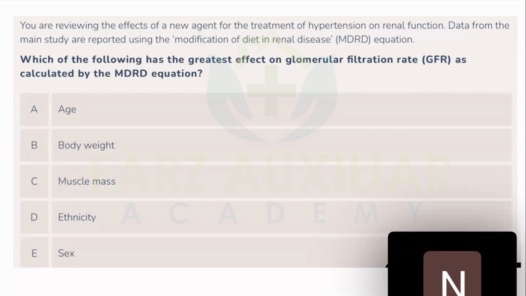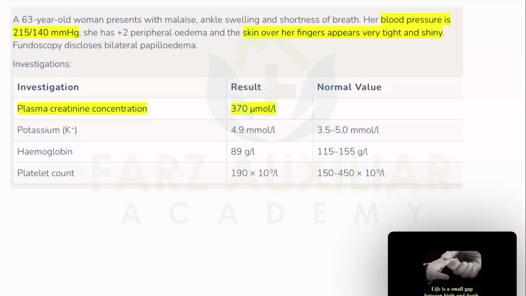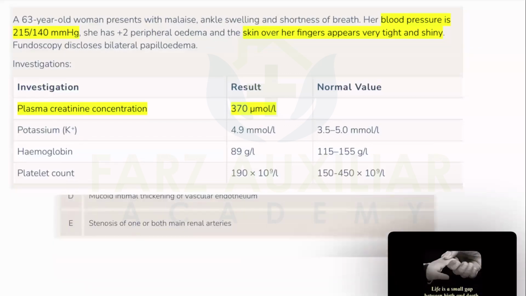Suppose these wrestlers and boxers who have very prominent muscles all over the body will have a higher creatinine. So it is very important to know the basis of creatinine, because GFR classification is based on that only. I think it's the last question of the day.